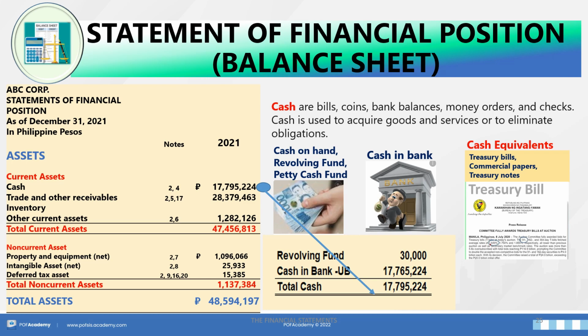On the statement of financial position of ABC Corp, it has cash, but normally other businesses have cash and cash equivalents as account title. When we say cash equivalents, this includes treasury bills, commercial papers, and treasury notes. In this sample, the breakdown of cash is cash in bank of 17,765,224 and a revolving fund of 30,000. It has no cash equivalent, so the account title used is cash.